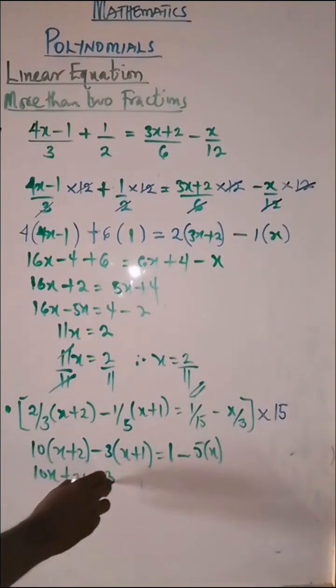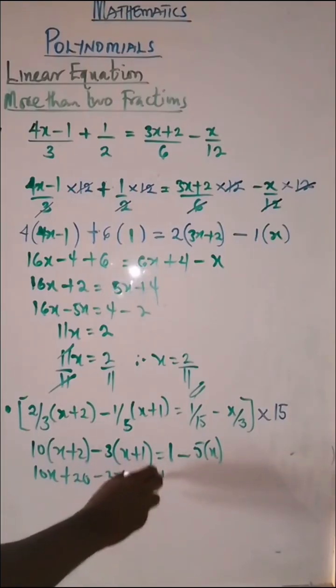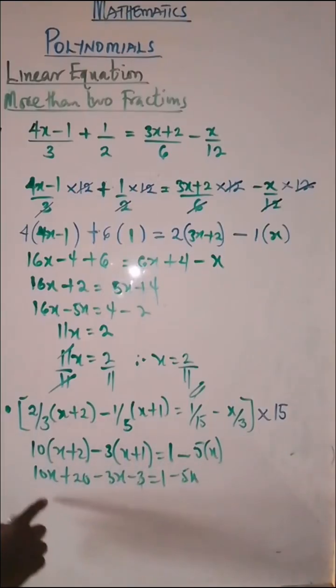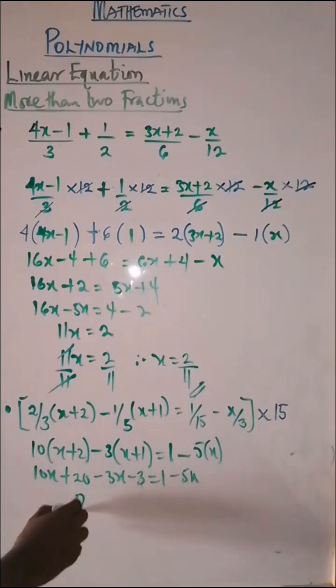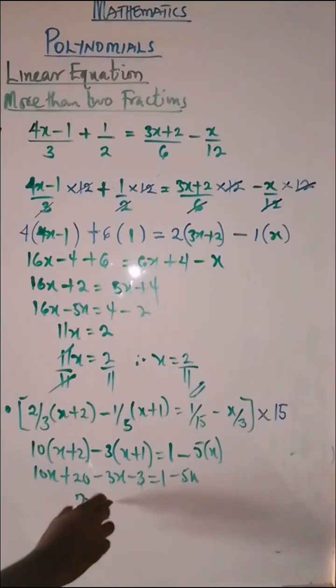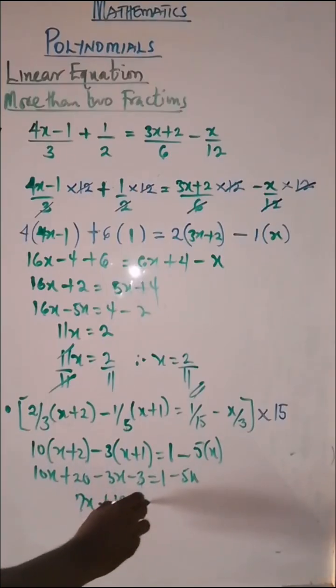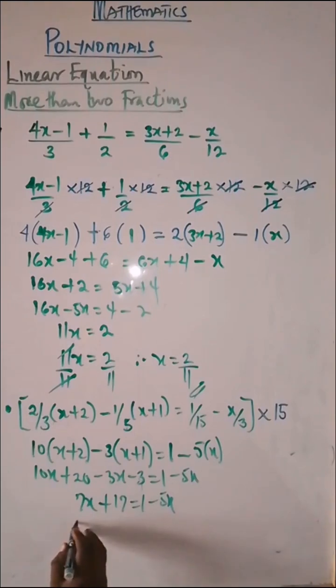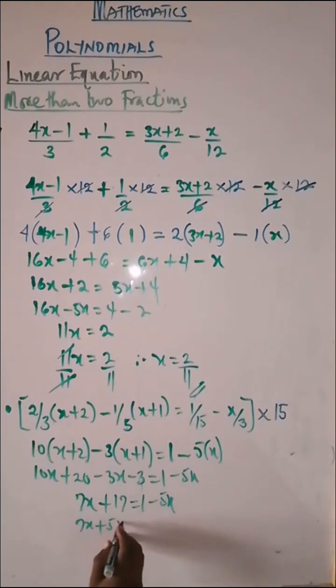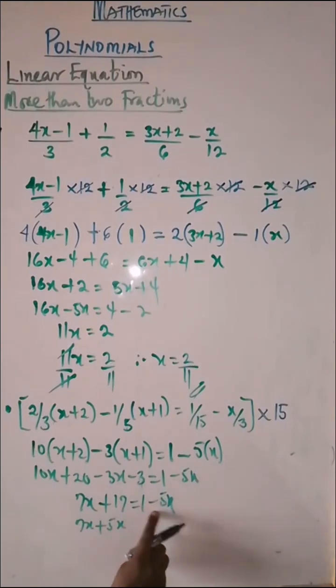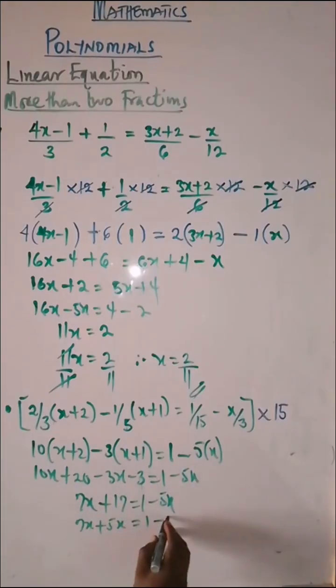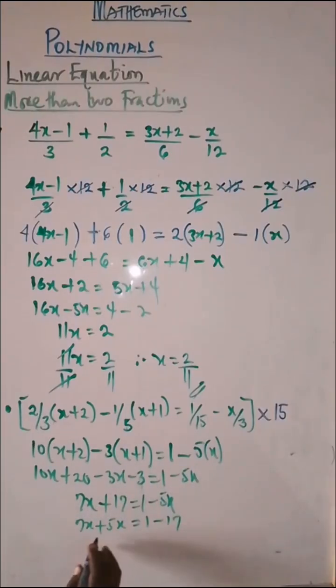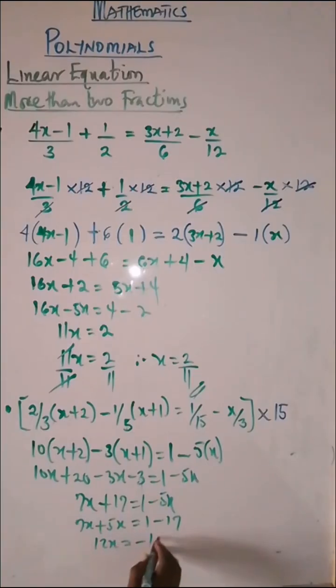plus 20 minus 3x minus 3, 1 minus 5x. 10x minus 3x, 7x. 20 minus 3 plus 17 equals to 1 minus 5x. We'll bring this minus 5x here. So here we have 7x plus 5x. Why is it plus? Because this minus crosses the equality sign. This one, when this 17 comes here, it becomes minus 17. So from here, 5x plus 7x gives 12x equals to minus 16.